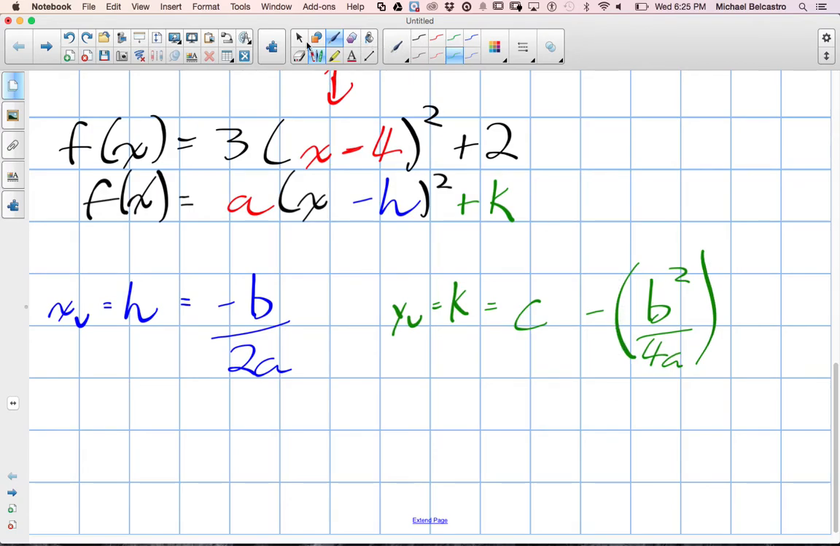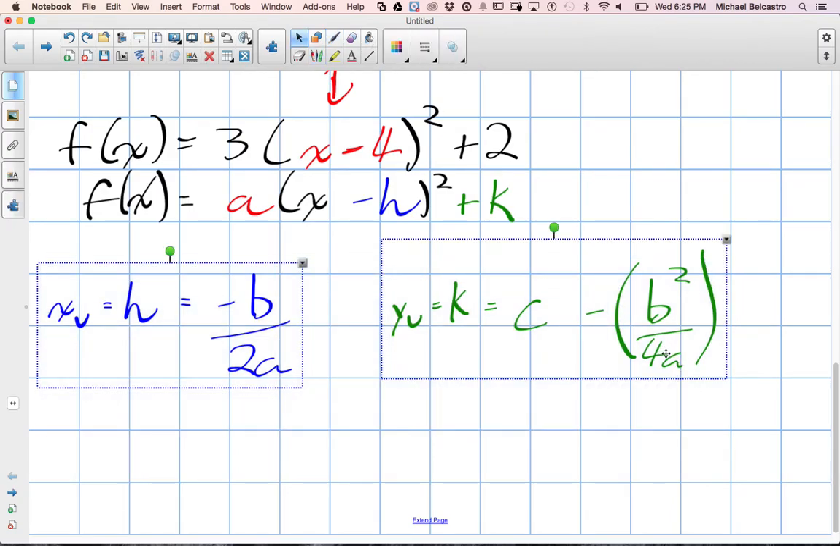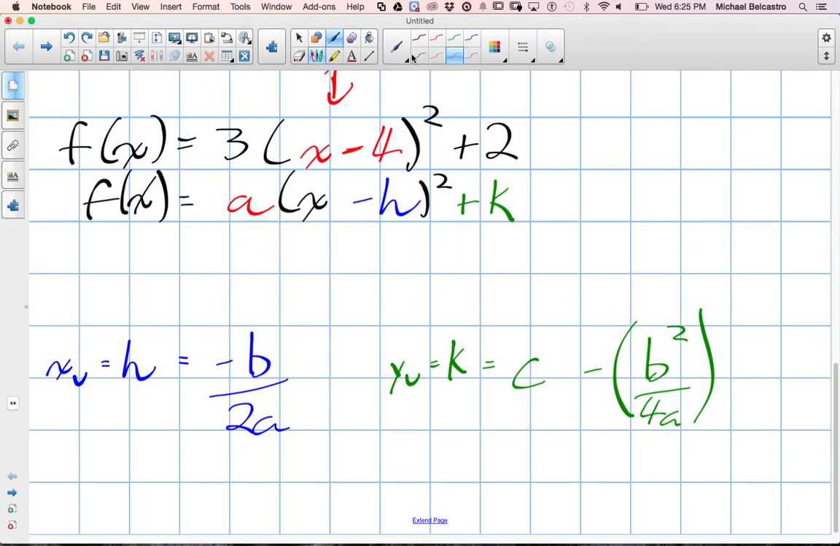So I'm going to rewrite the original standard form we had above. We've already completed the square. Let's see if we get the same answer. Let's write it in standard form: 3x squared minus 24x plus 50.